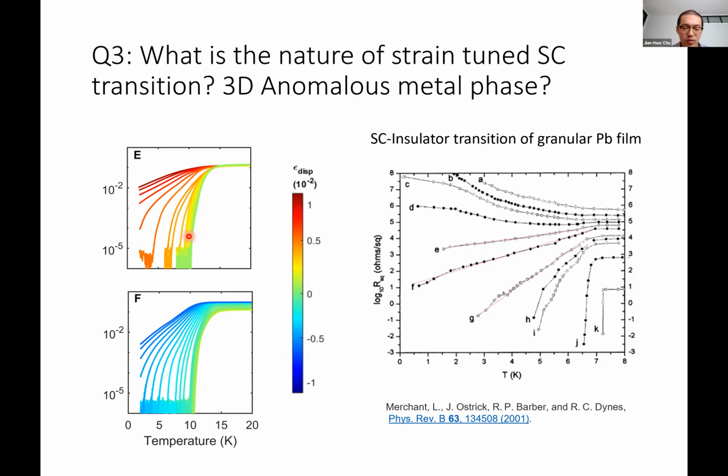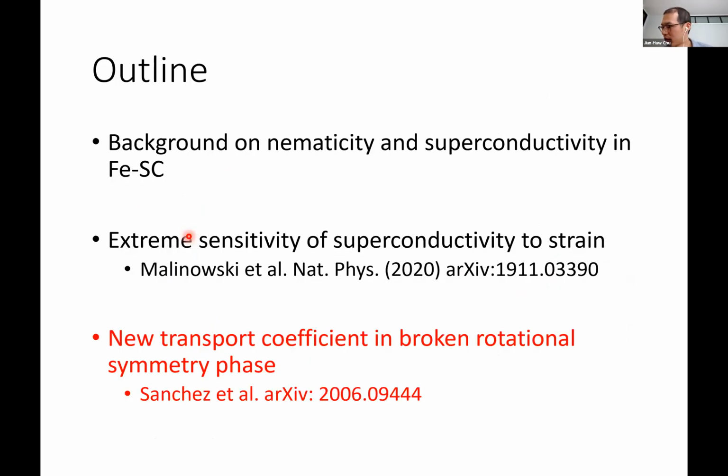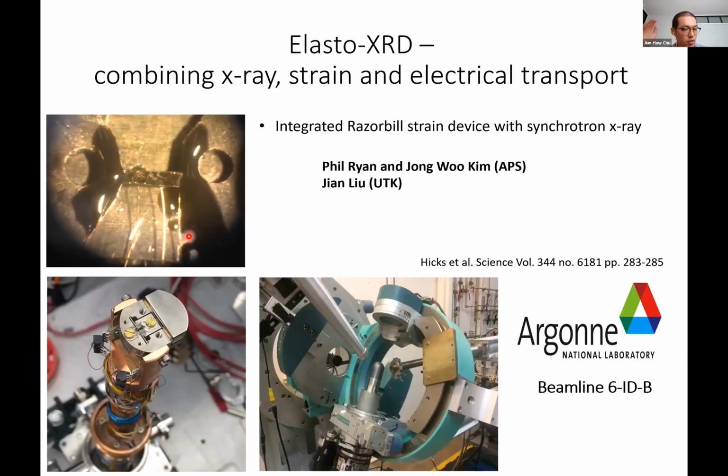So okay, I think I only have probably 15 minutes left. Let me try to cover the last part of the talk, which is a new technique to study the transport coefficients in the broken rotational symmetry phase. So all these past results motivate us to further look into this process of straining or detwinning the iron-based superconductor.